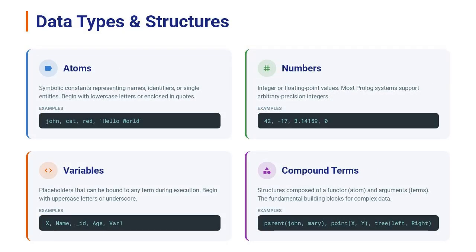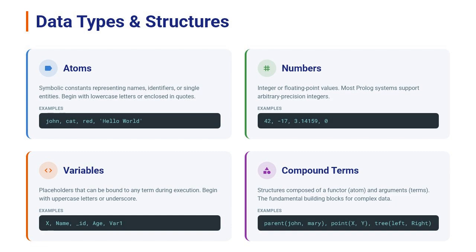Prolog has 4 types of terms. Atoms are symbolic constants. They begin with a lowercase letter or are enclosed in quotes. Examples include john, red, and hello. Atoms represent fixed, unchangeable values. Numbers can be integers or floating point values. Most Prolog implementations support arbitrary precision integers, meaning you can work with very large numbers without overflow.